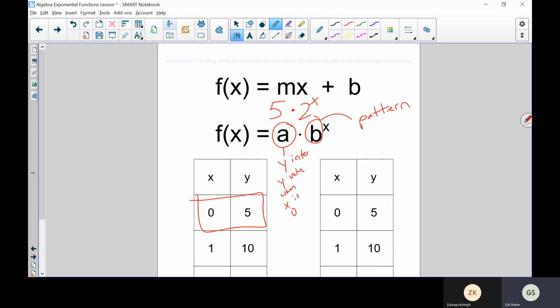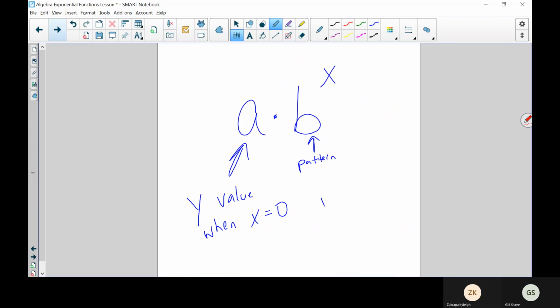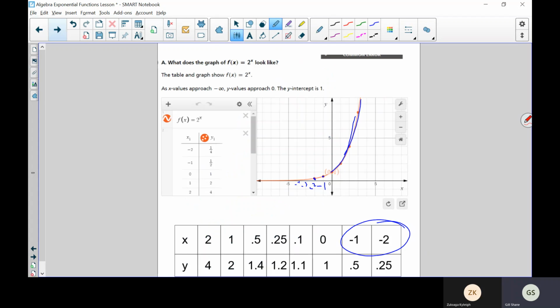All right, so there's one thing. Remember, the pattern is always based on multiplication when you're talking about exponential. You always think, what am I multiplying times to get the next number? So I'm multiplying by 2 to get to the next number. Always based on multiplication. That's the same thing we just talked about. B is the pattern, A is the y value when x equals 0. I just did it all on the same screen.